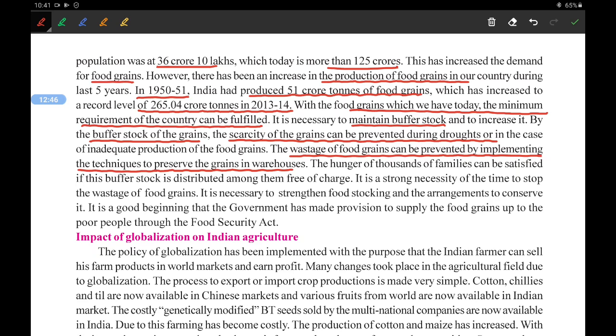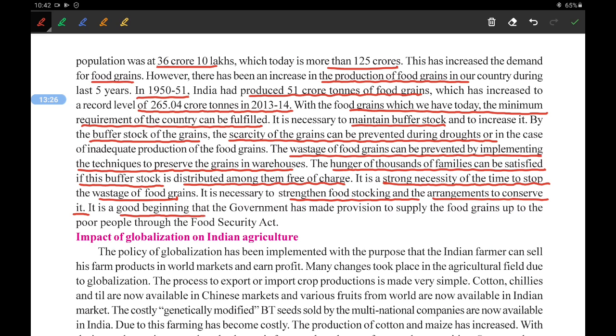This is one of the loopholes that our system has. We store a lot of food, but it is wasted, it is rotten, and there are instances where it is damaged due to natural calamities. So we need to find techniques with which we can store the food grains for a longer time and in a safe way. The hunger of thousands of families can be satisfied if this buffer stock is distributed free of charge. It is a strong necessity of the time to stop the wastage of food. In simple words, wastage of food should be stopped. It is necessary to strengthen the food stock and arrangements for its conservation.